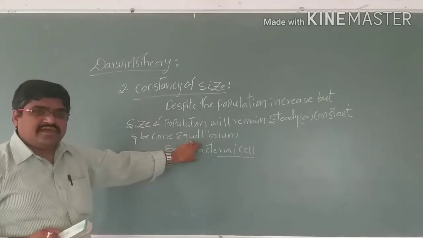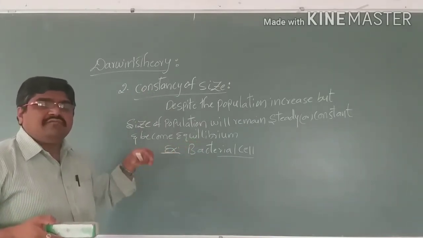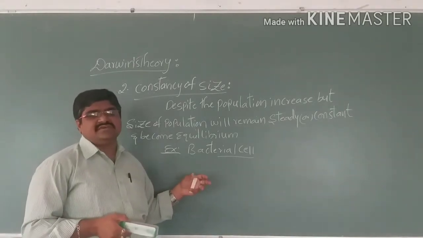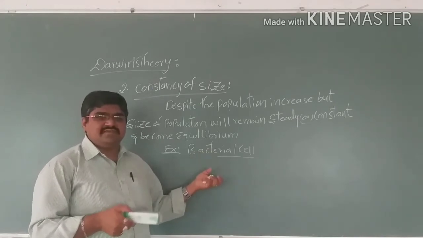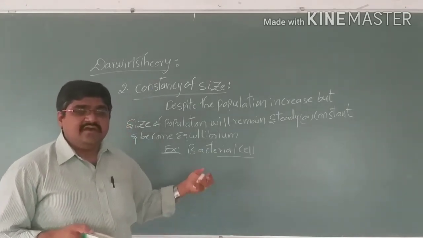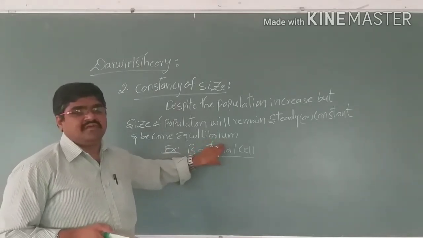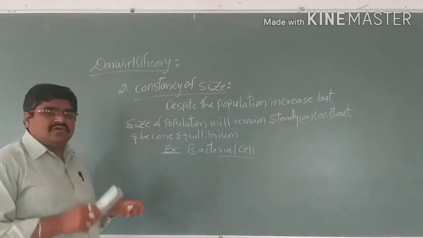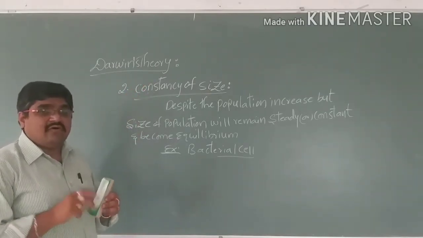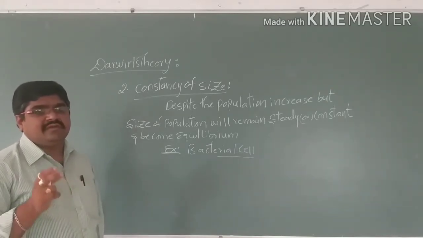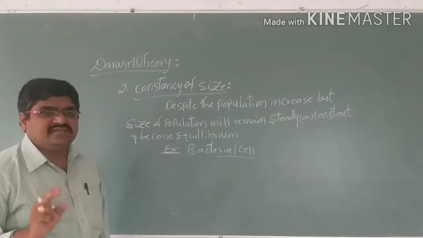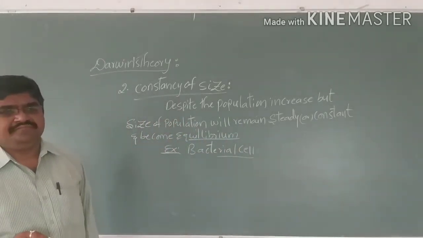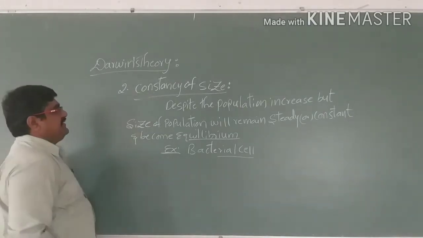For example, we can take overproduction. If the population increases, what happens? Only a few of them will remain on the Earth's surface, in the environment, or in natural selection. Such species will increase their number, and the remaining species will gradually be eliminated from natural selection. So that is called the constancy of size. The population increases, but at one time it becomes an equilibrium, neither increasing nor decreasing. So this is the second character which was explained by Darwin.